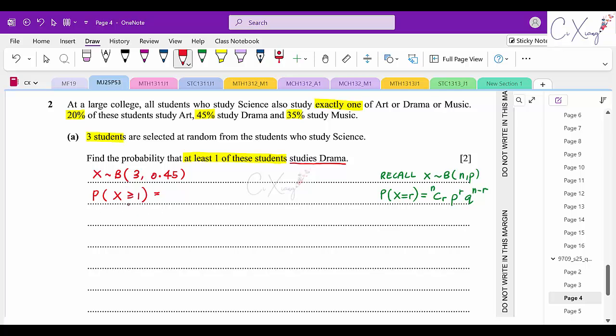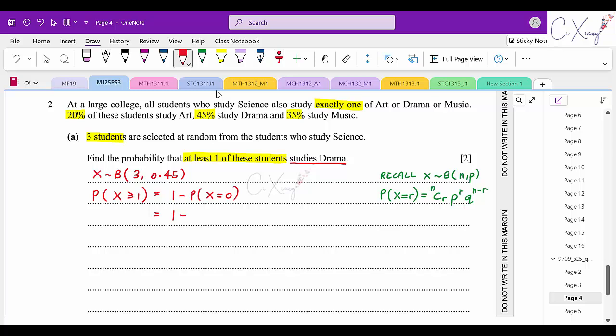Then the next integer will be X equals 2, and also the next one will be X equals 3. So you have to take X equals 1 plus X equals 2 plus X equals 3. But the problem now is that when you add them together, it is rather long. So to make the step shorter, I would choose to take 1 minus the probability of X equals 0, because 0 is excluded from our calculation here. Therefore, I take 1 minus X equals 0, which is shorter in my opinion.